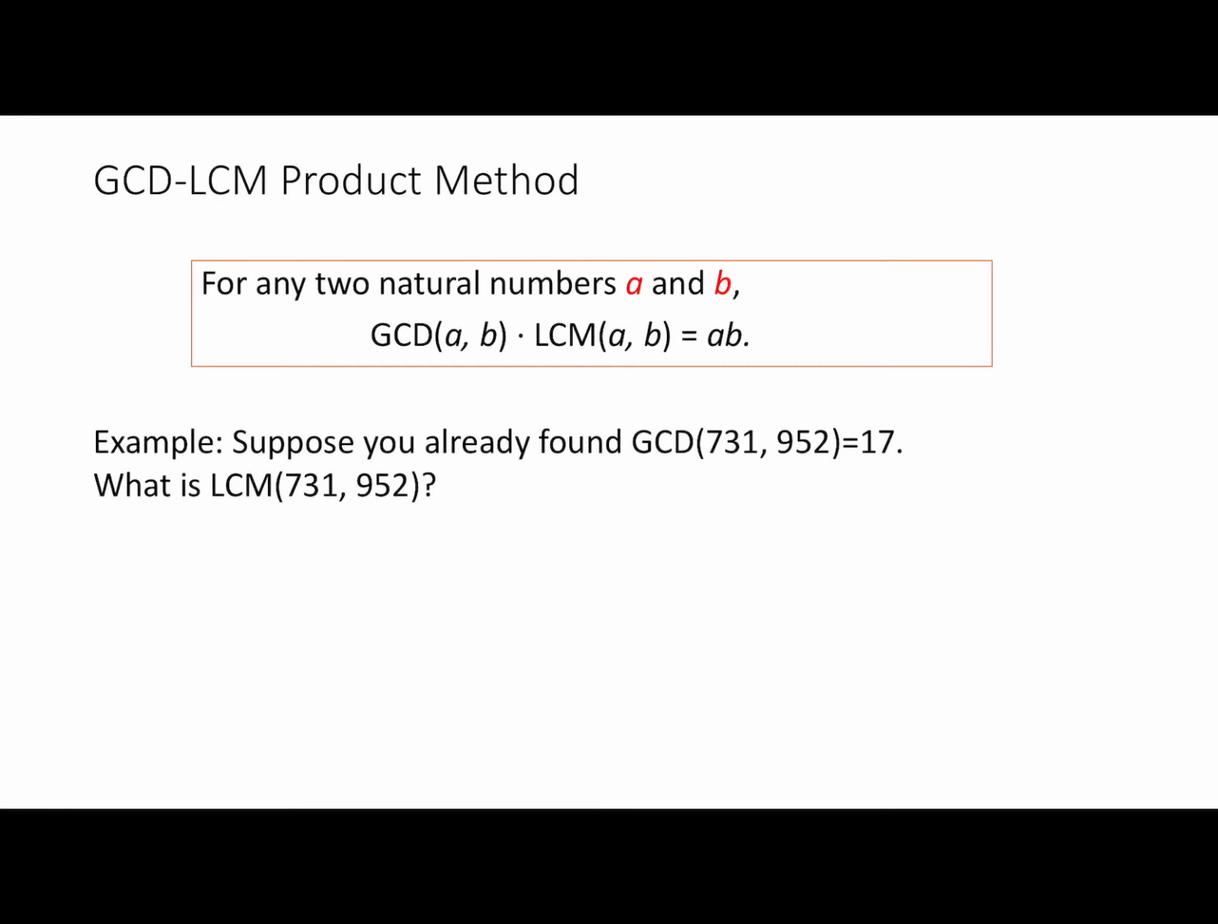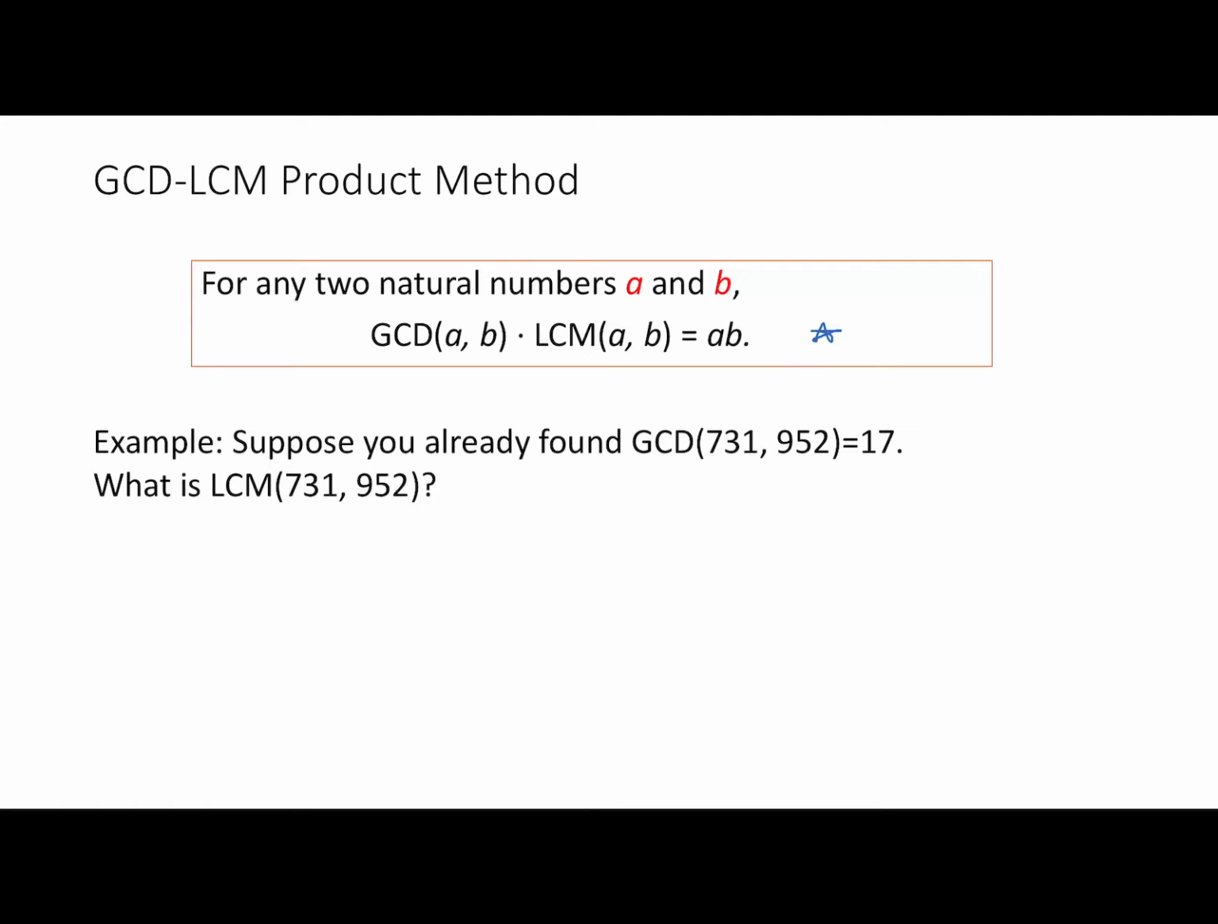All right. You can also use this LCM GCD product method. So this is a fact that you should just know. The GCD of two numbers times the LCM of those two numbers is equal to the product of the two numbers. So suppose I already know the GCD of 731 and 952 is 17. I want to use this fact above to help me find the least common multiple of 731 and 952.